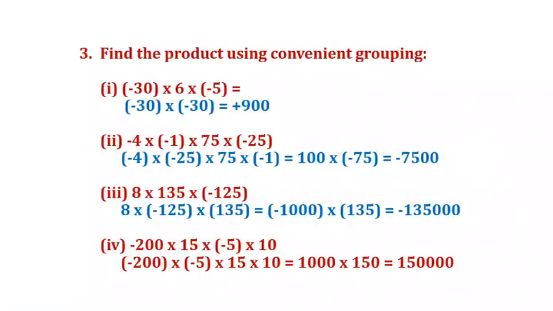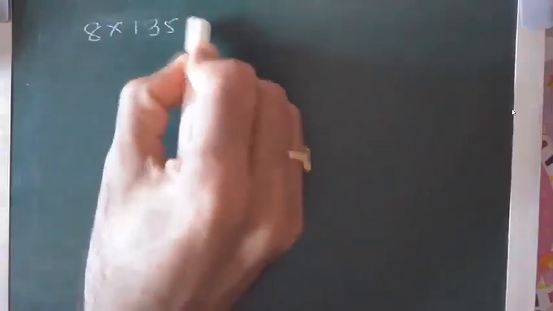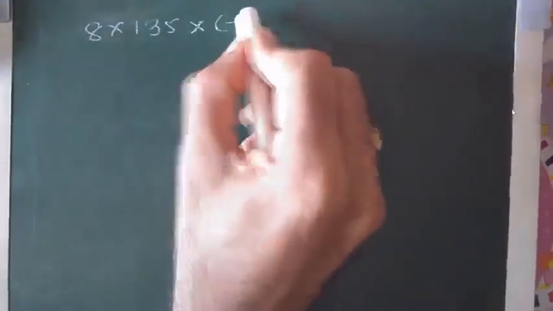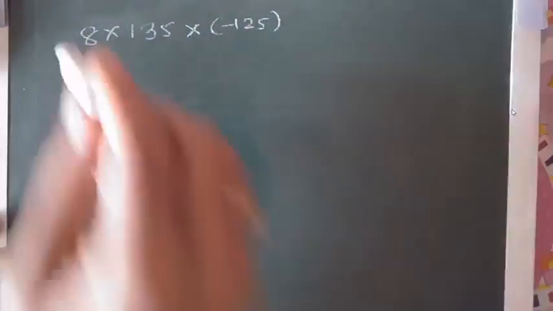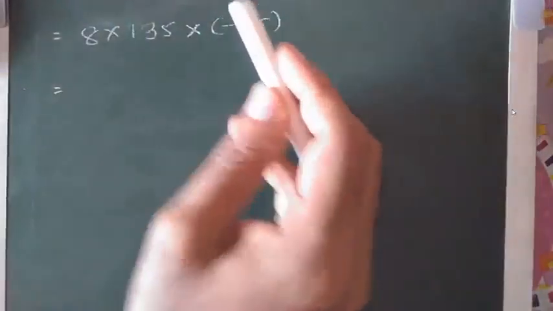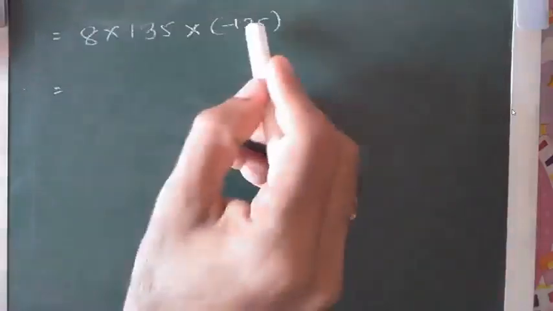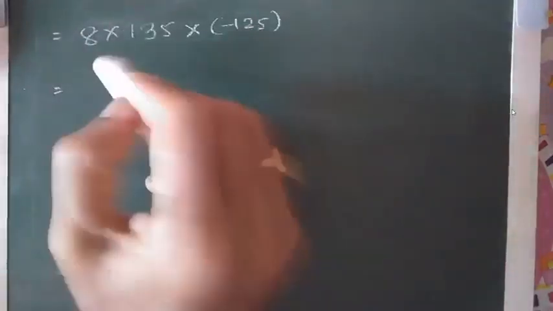So next, third problem, which is 8 into 135 into minus 125. 8 into 135 into minus 125. Here we have to know some facts, that is, 125 8s are how much? 125 8s are 1000. So this we have to know before going to this.